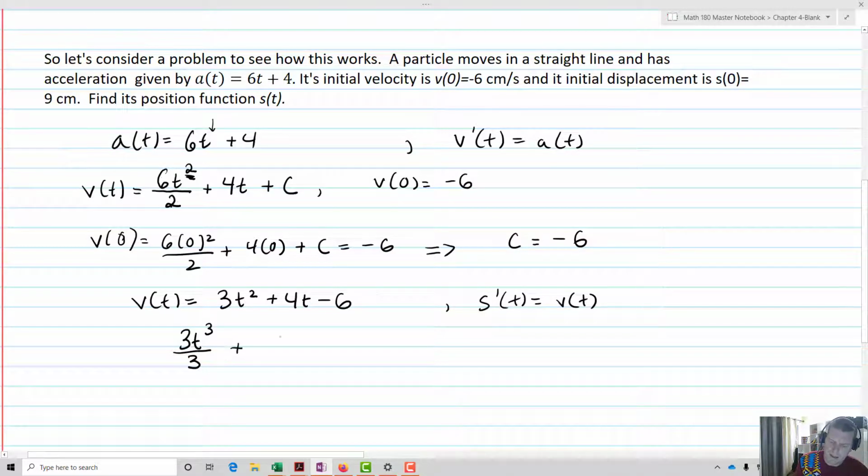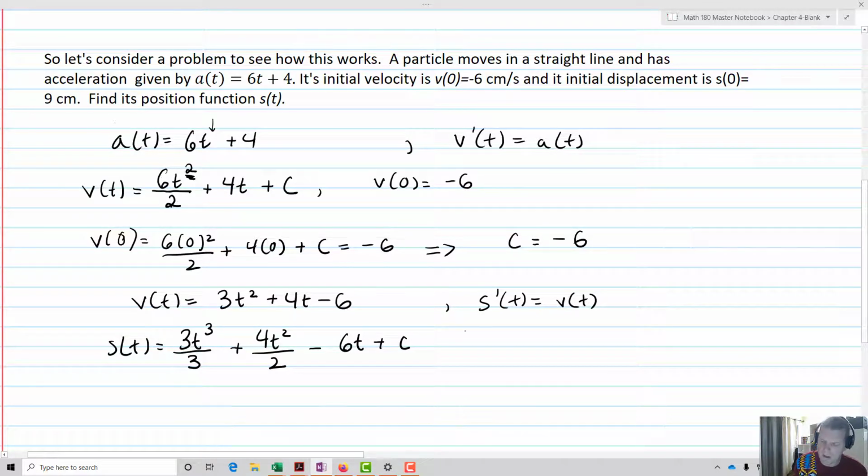Okay, plus, then t is going to go up by 1, so it's 4t squared divided by 2 minus 6t, plus some constant c. So this is now s of t, okay?